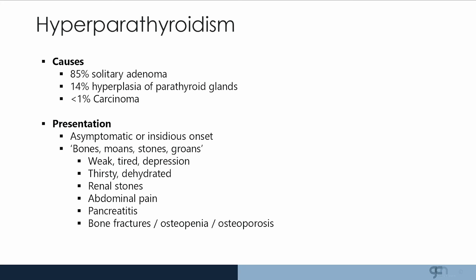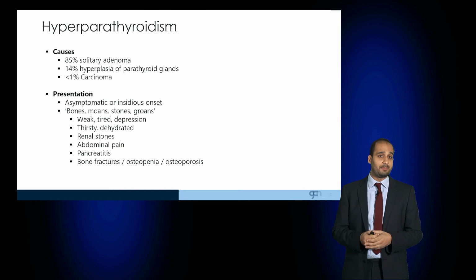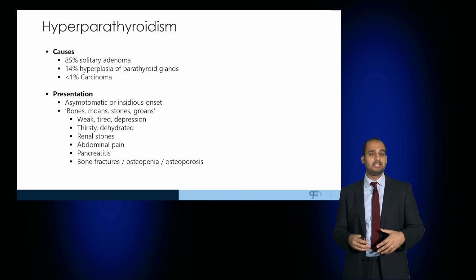We use the phrase bones, moans, stones and groans. Bones relating to weak, tired bones and possibly renal osteodystrophy in more advanced tertiary hyperparathyroidism. Moans refers to the psychiatric issues of feeling depressed or tired. Stones, the propensity to develop nephrolithiasis, and groans leading to abdominal pain as a result of pancreatitis or ileus.